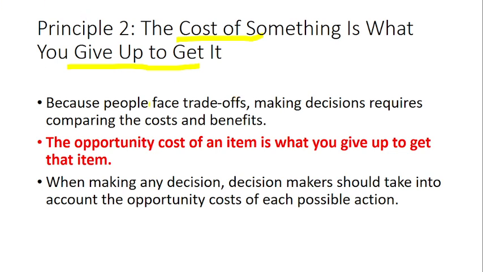So because people face trade-offs, making a decision requires comparing the cost and benefit. The opportunity cost of an item is what you give up to get that item. When making any decision, decision makers should take into account the opportunity cost of each possible action. So when you take an action or a decision, you have to consider the opportunity cost of that action. In a simple way, you have to consider the cost and benefit of an action. So this is principle number 2: the cost of something is what you give up to get it.